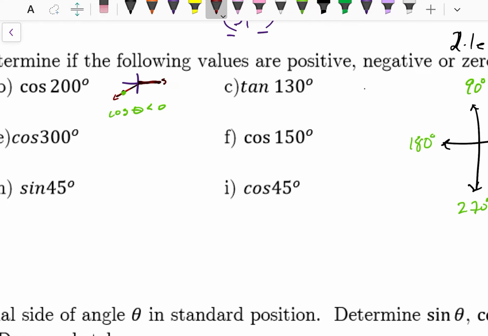Tangent. Tangent of 130. There's my initial arm. 130 is about right there. I'm going to take a guess, almost halfway between 90 and 180. So to determine whether tangent is positive or negative, I ask: is the slope of that terminal arm positive or negative? Well, it's negative. So therefore, tangent of 130 also has to be negative.